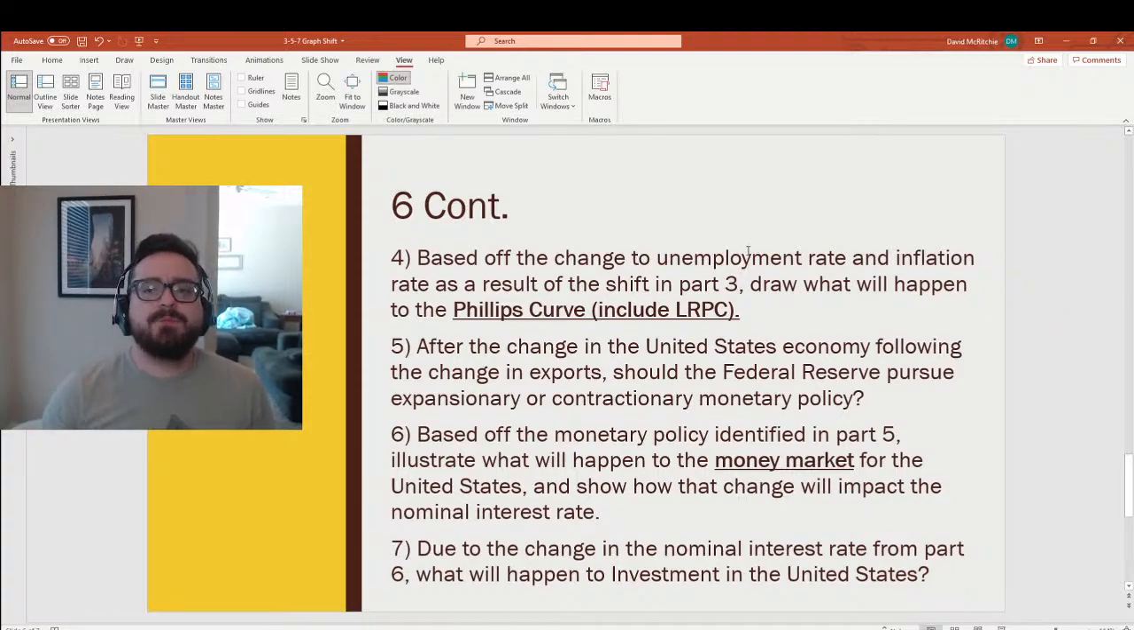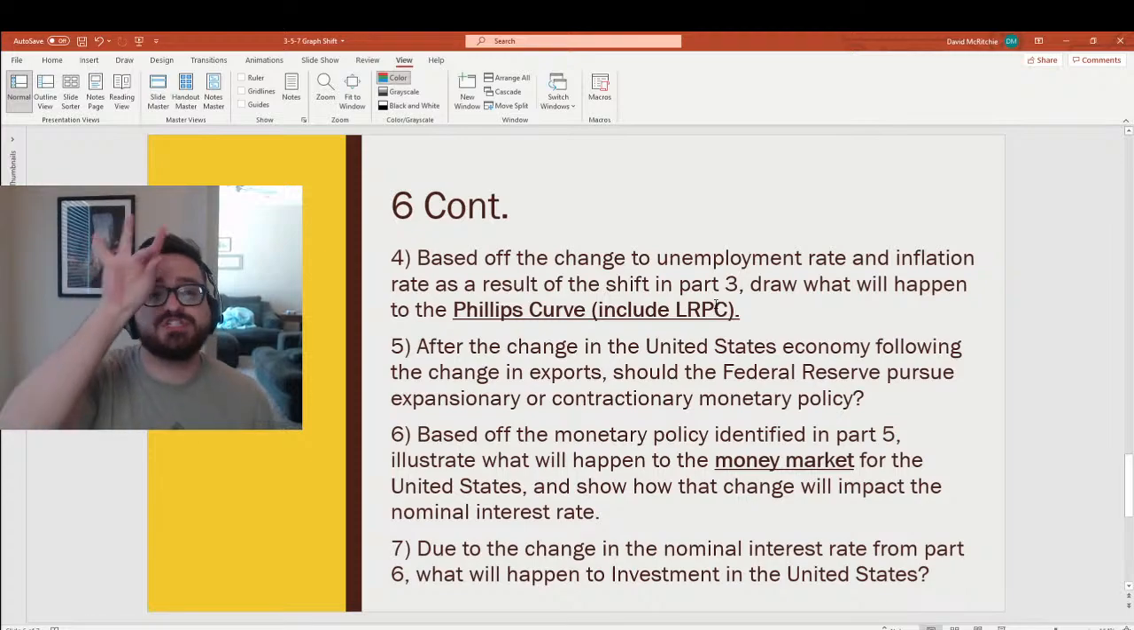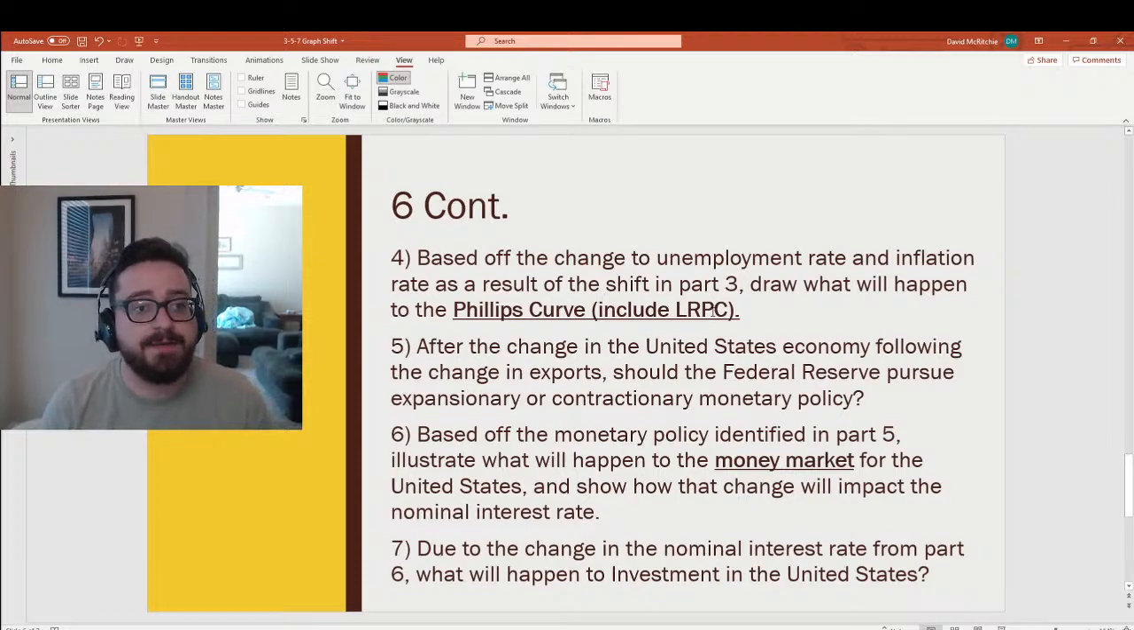Based on the change in unemployment rate and inflation rate, in the previous question, I had GDP fall, so unemployment rate will rise. I had price level fall, so inflation will fall, so lower inflation, higher unemployment. On my Phillips curve, I would start at equilibrium, where LRPC and SRPC meet. I would then move down along my Phillips curve to the right, because I would need to have lower inflation and higher unemployment.